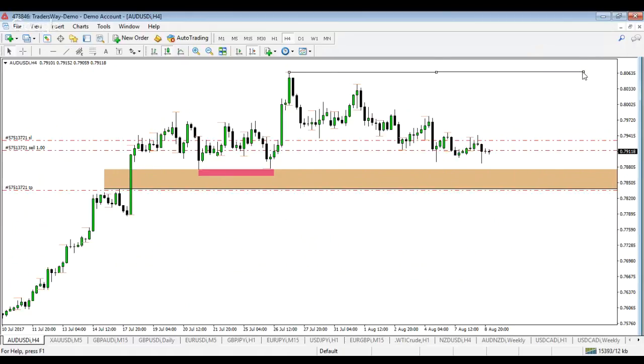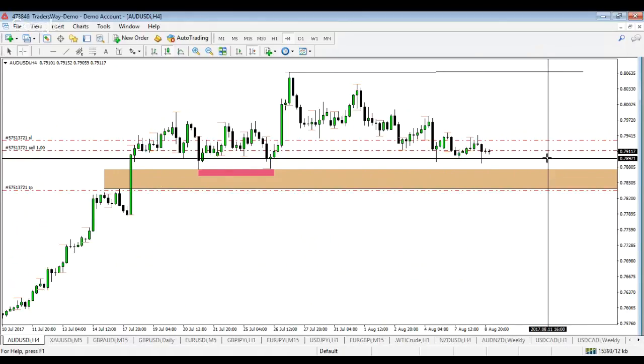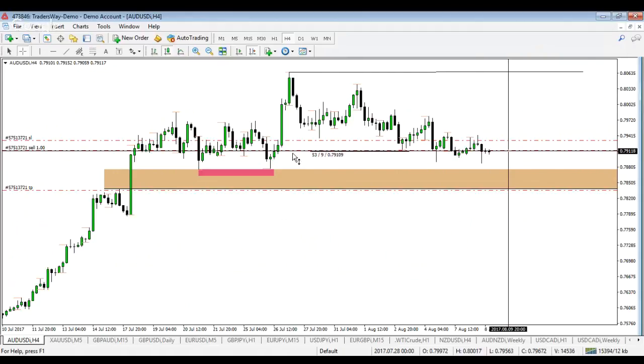So on the 4-hour chart here, we have our targets. Our target is here. We're short. It's 70 odd pips, but we're risking 20. So a little over 3 reward to 1 risk. So I think it's a very viable trade.